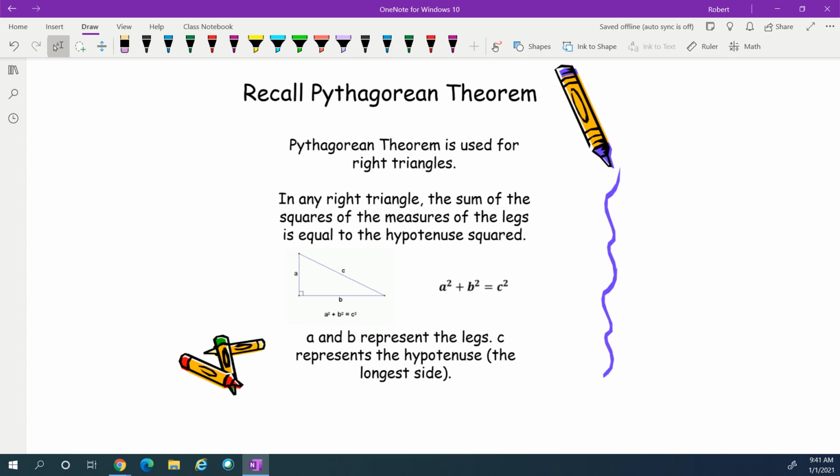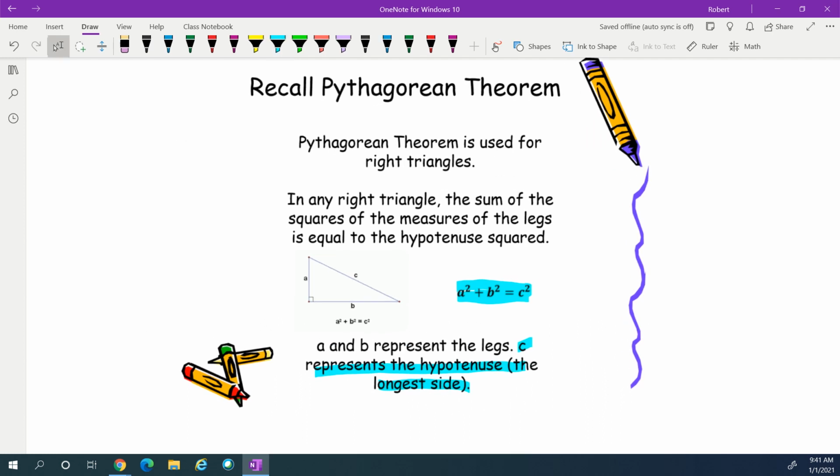The Pythagorean theorem, as we're already very familiar with, is used for right triangles. So in any right triangle, the sum of the squares of the legs equals the hypotenuse squared. We know it as a squared plus b squared equals c squared, where c is the really critical one. C represents the hypotenuse, which by definition must be the longest side of that triangle. As long as we get c in the correct spot, we can work this out. So typically we've been using the Pythagorean theorem when we know two sides of the right triangle and we're looking for that third side. Plug it in, work it out.